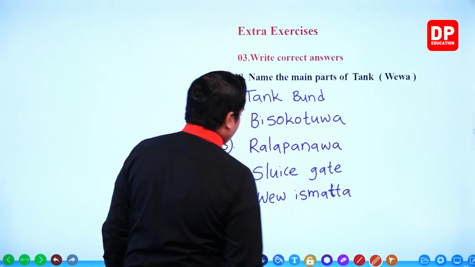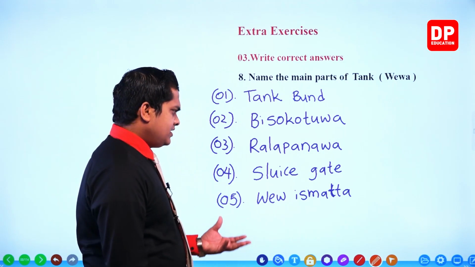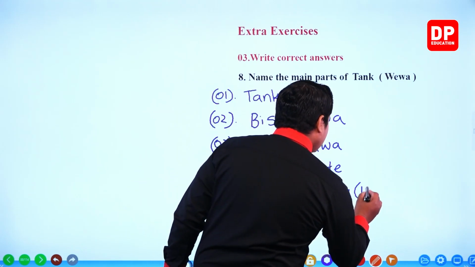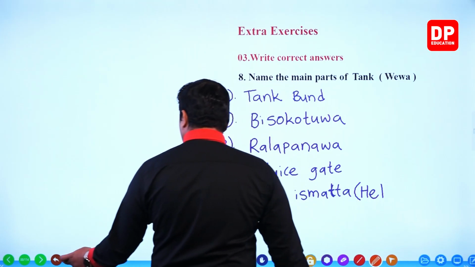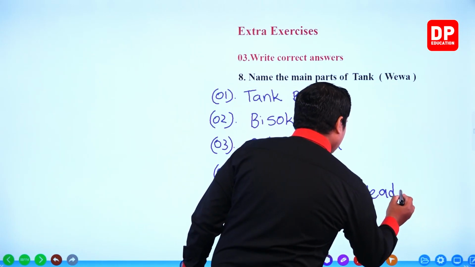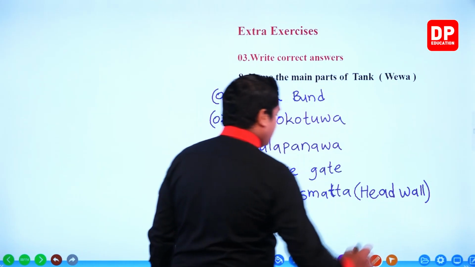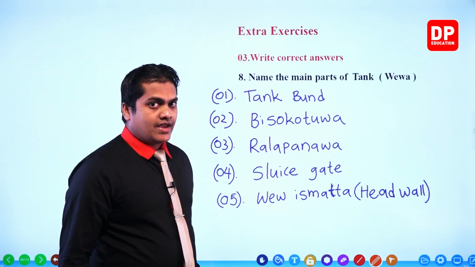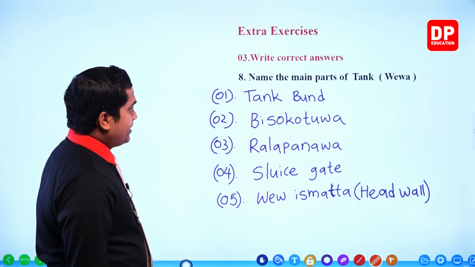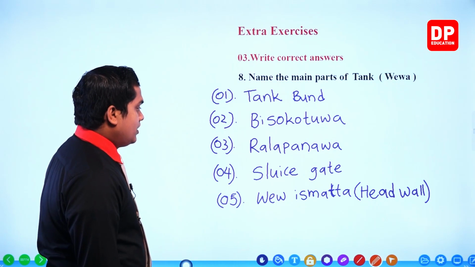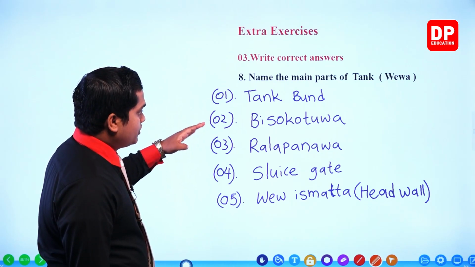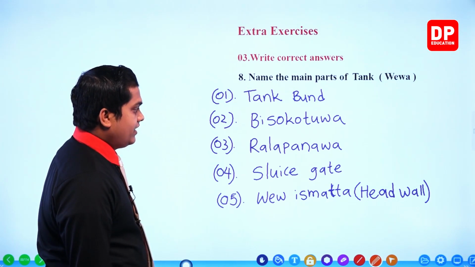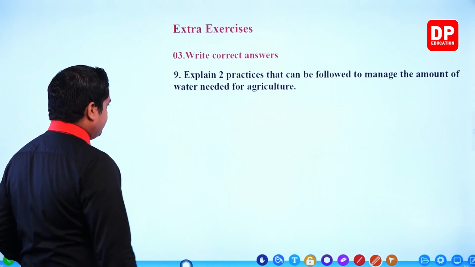Okay, Wev Ismatta. So, my dear children, what is this Wev Ismatta? This is also the one which is referred as the head wall. Okay, head wall is the one which is referred as the Wev Ismatta, which is acting as the catchment area for a tank. So, these are the main parts that we can observe in a tank. Right. So, tank bund, Bisokotuwa, Ralapanawa, sluice gate and Wev Ismatta, which is called as the head wall. Right. Then the next question.